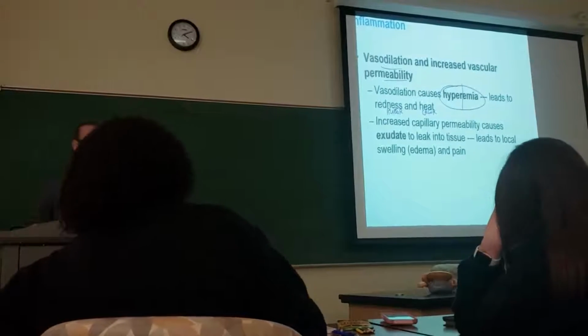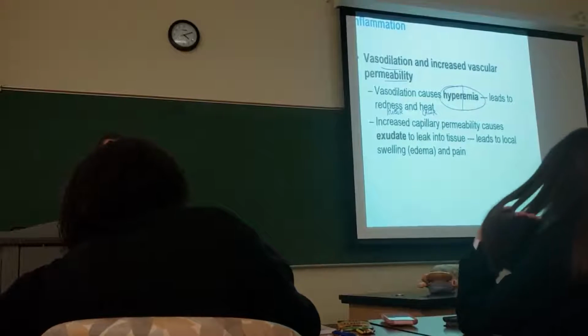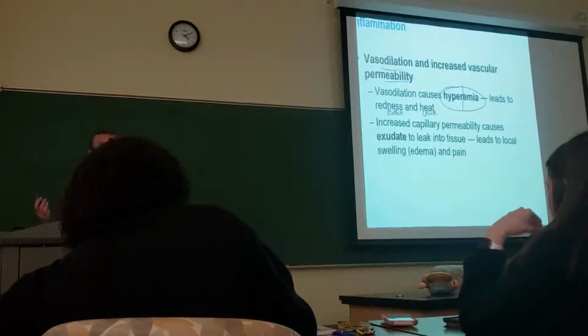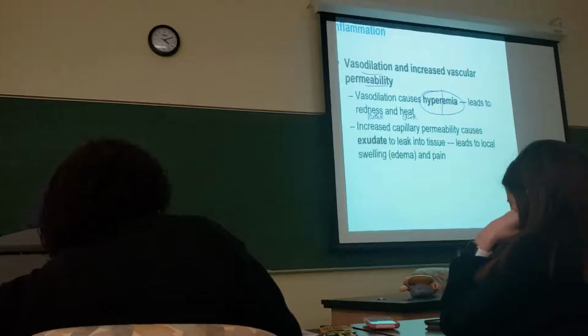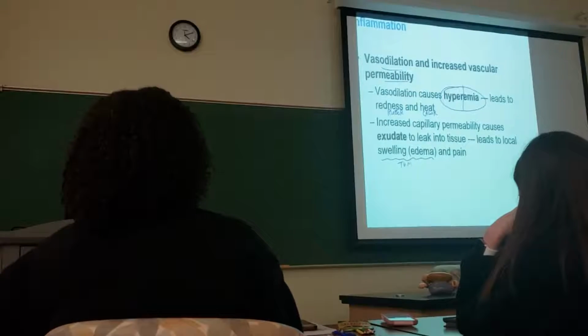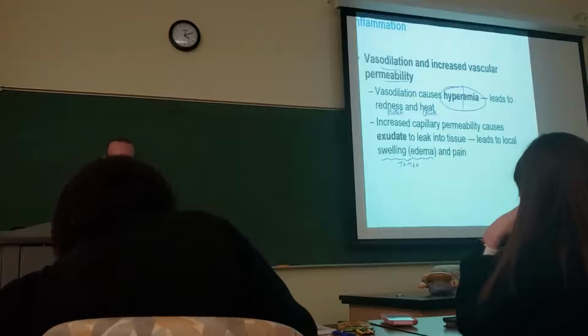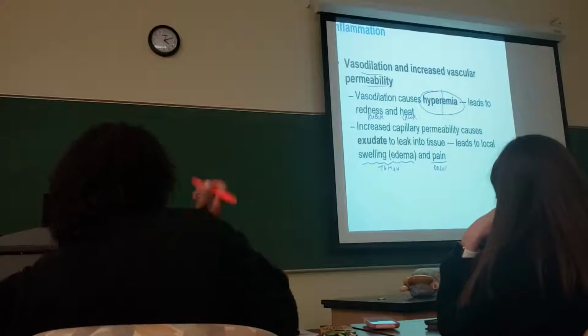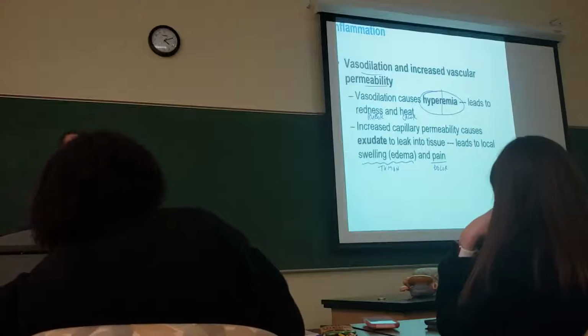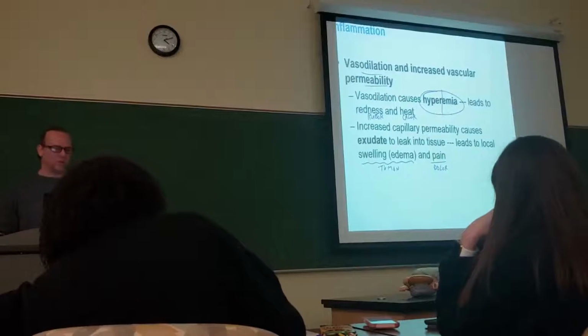Through hyperemia, remember, large vessels, vasodilated vessels bring more blood, causes redness and heat. The leakiness part, increased capillary permeability, right? The leakiness part causes exudate to come out. This will lead to swelling, tumor, also known as edema, and possibly pain if it pushes on a local nerve. So this is just the explanation for why we have rubor, calor, tumor, dolor.